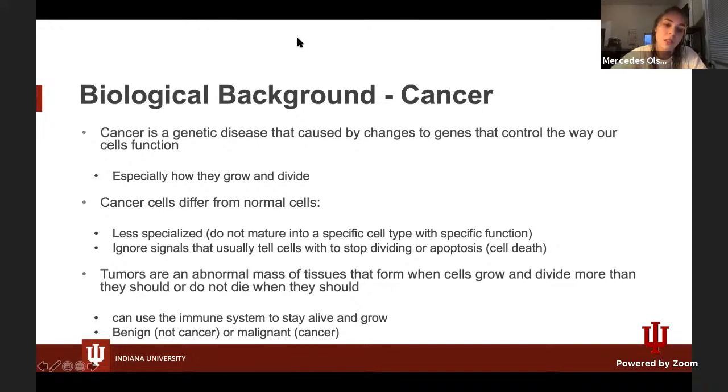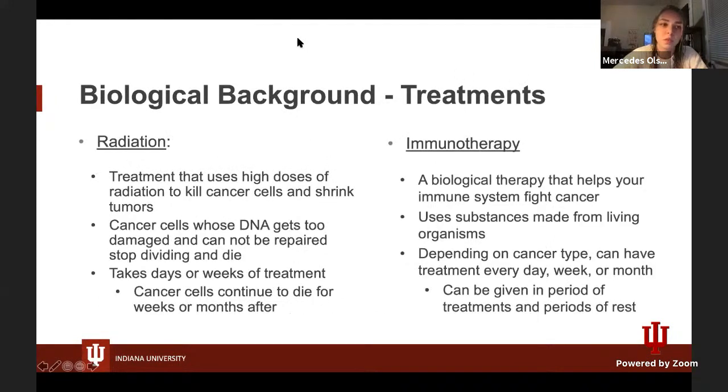And they can use the immune system to stay alive and grow. There are 2 different types. There's benign and malignant. And we're going to focus on malignant, which is a cancer tumor. And then just background on the treatments as well.